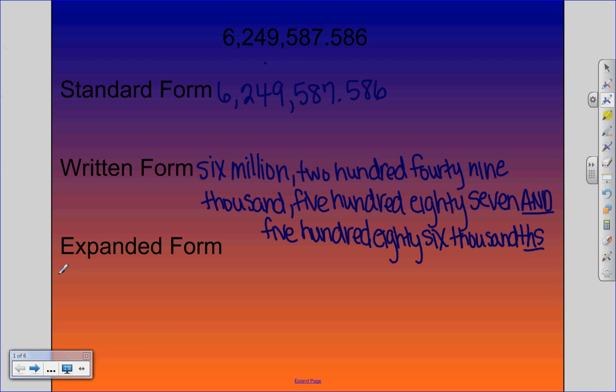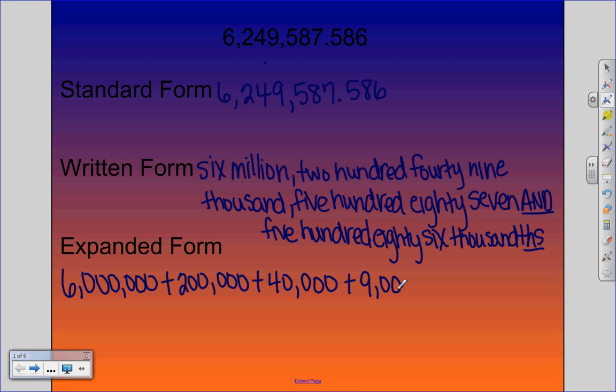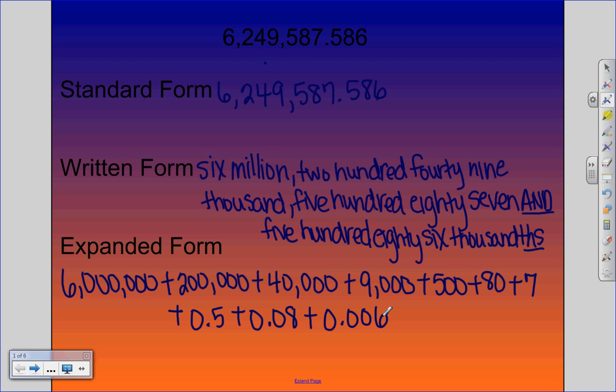Alright, expanded form is going to be that math problem. So you're going to write it out. 6 million plus 200,000 plus 40,000 plus 9,000 plus 500 plus 80 plus 7 plus 5 tenths plus 8 hundredths plus 6 thousandths.